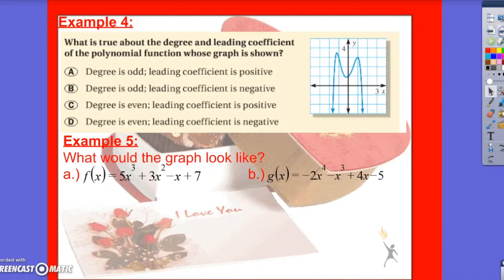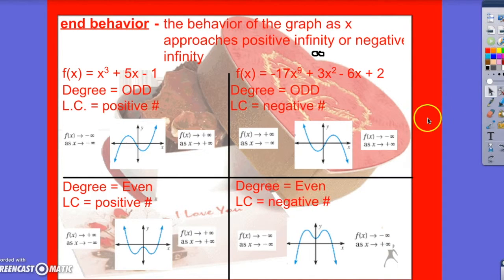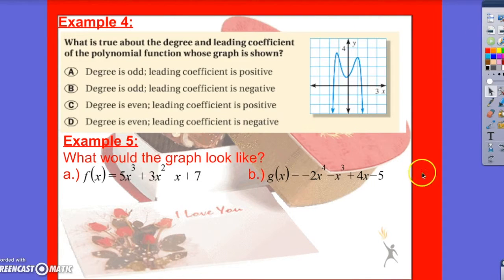Now, when we're determining graphs, let's put this together with an example like 4. So it says, what is true about the degree and leading coefficient of the polynomial function whose graph is shown? All right, let's look at the end behavior. What do you notice? Okay, in this picture, because you're going to use the chart you copied down in your notes, I see the arrows are pointed in the same direction and they're both down. So if I go back to my chart for a minute, it looks like this one. This one is even negative. So if we go back here, degree is even, leading coefficient is negative. Answer is D.